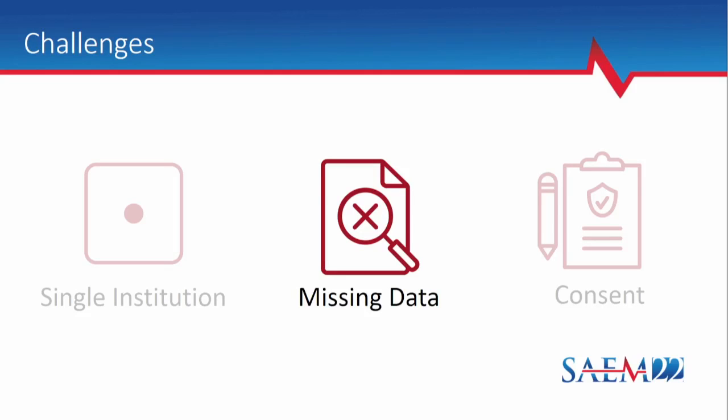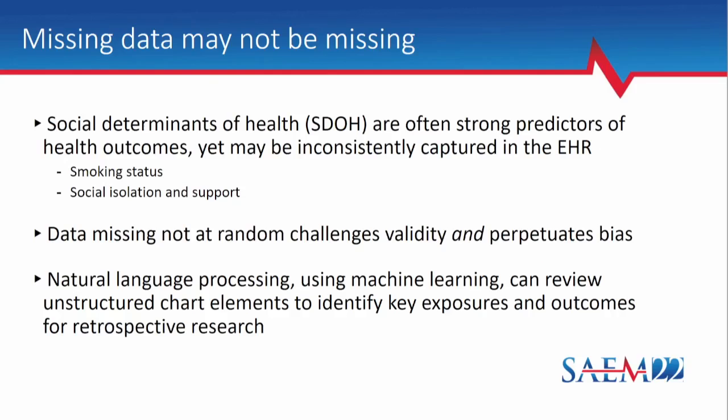Going on to this missing data challenge. Again, it's not really so much a statistical question as a structural question, I think, with missing data. And I'll use the example of social determinants of health. So we all know that social factors are the main influences on health outcomes, yet they're inconsistently captured in the EHR.